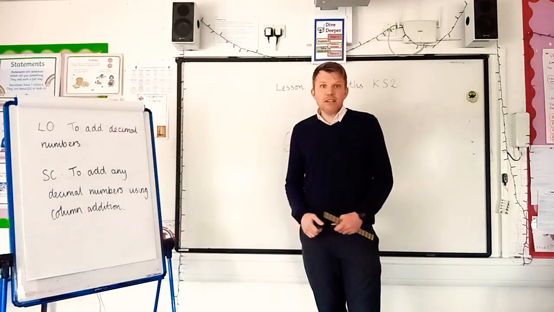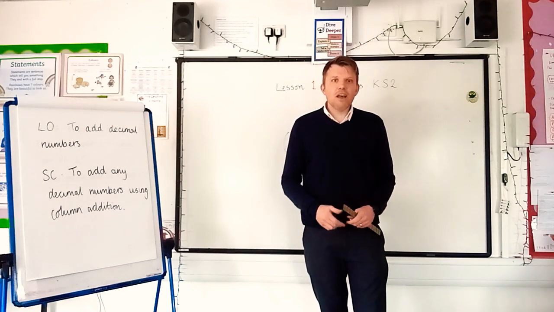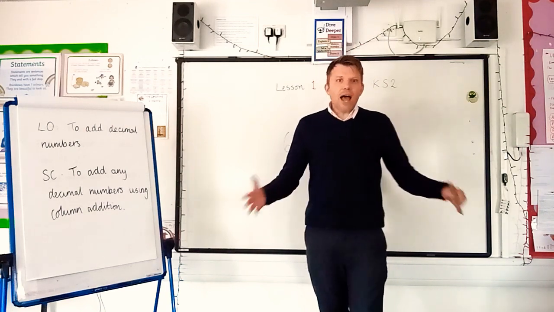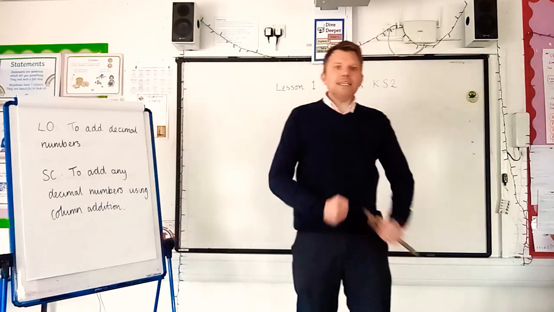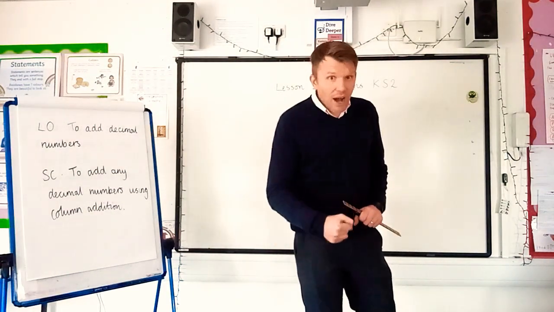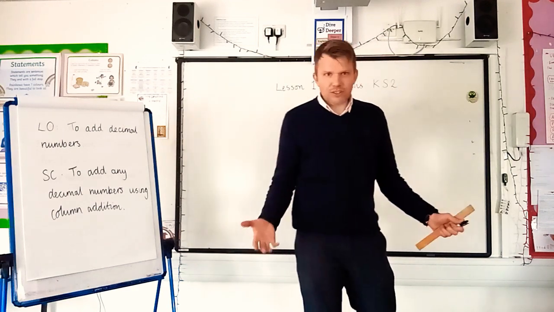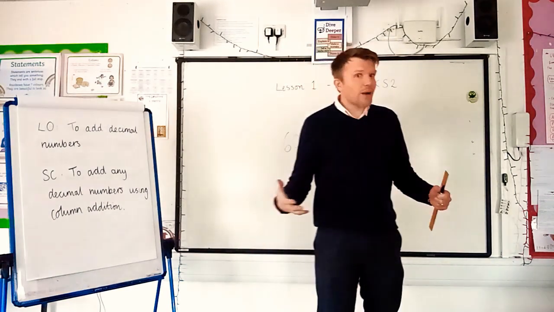6 times 6 is 36. 7 times 7 is 49. 8 times 8 is 88. 9 times 9 is 81. 10 times 10 is 100. Okay, they are all square numbers.